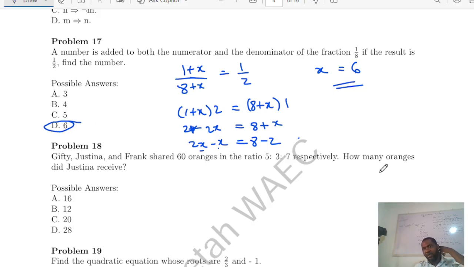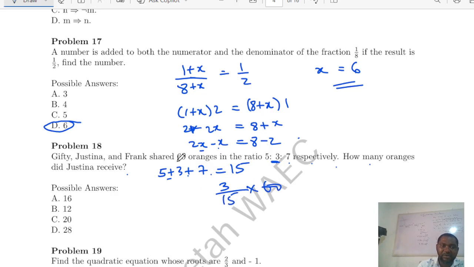Quite easy. Now the next one says, Gifty, Justina, and Frank shared 60 oranges in the ratio 5:3:7 respectively. How many oranges did Justina receive? First of all, let's find the total ratio. The total ratio is 5 plus 3 plus 7, which is 8 plus 7, which is 15. Justina is the second one, which is 3. So the fraction of Justina in the total ratio is 3 over 15, then multiplied by the 60 oranges they all need to share. So this will be 3 times 4, which is equal to 12. So the answer to this question is 12.